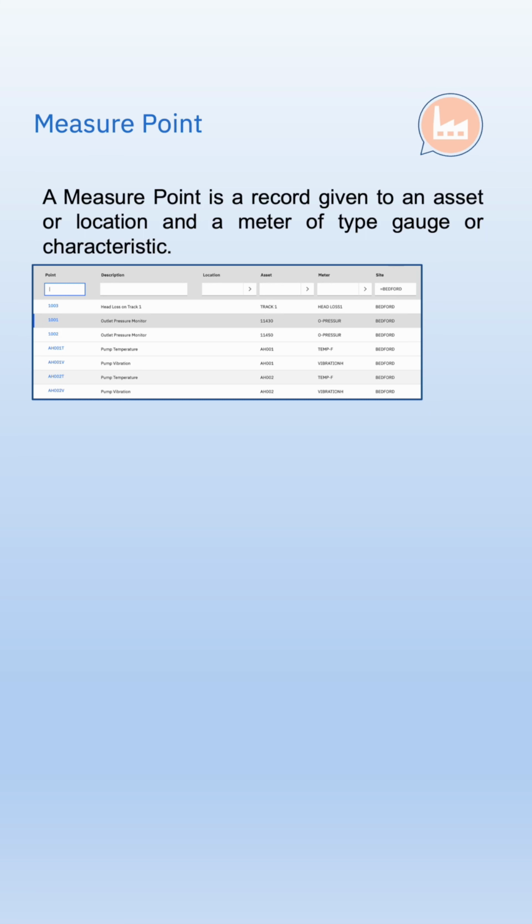Each record must reference either an asset or a location, but not both, and a meter name must also be given. This cannot be of type continuous. The unique identifier is normally created with an auto key. The purpose of a measure point record is to define the action limits for gauge type meters, which, if exceeded, will allow you to generate a work order to correct the condition.